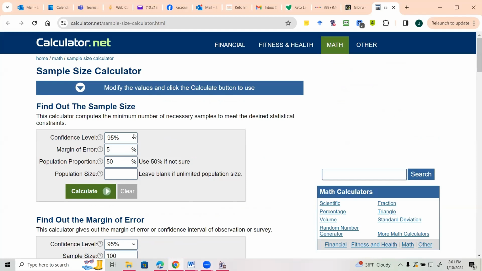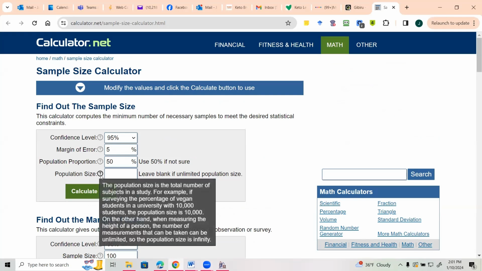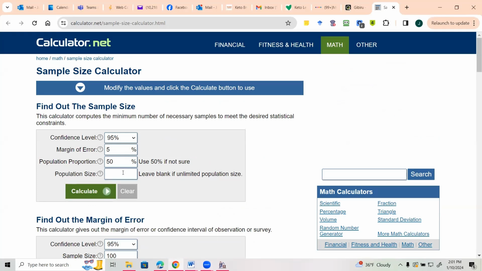Now, this matters. Look at this. It says population size. Remember we talked about that target population? So what if I had 300 million, 300,000 million?